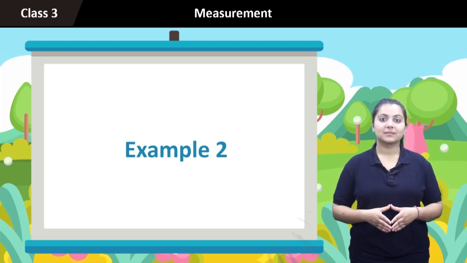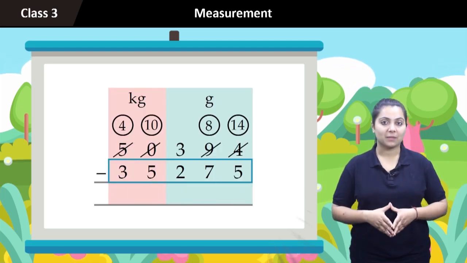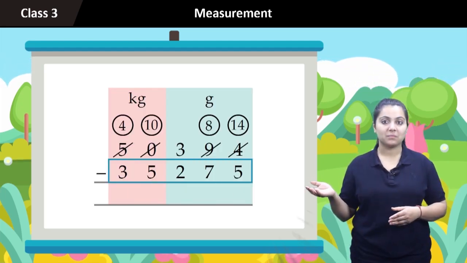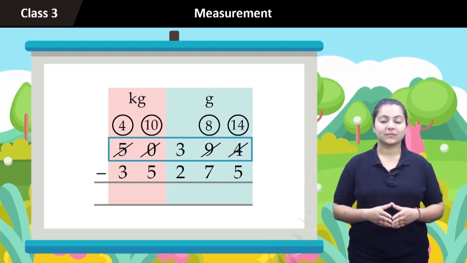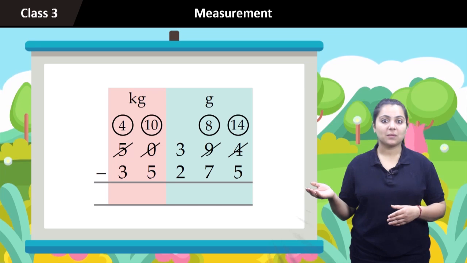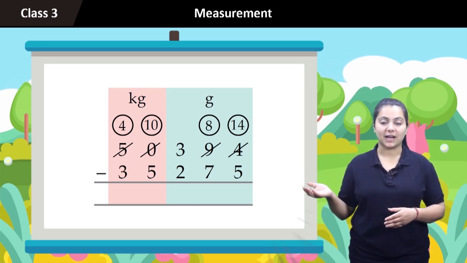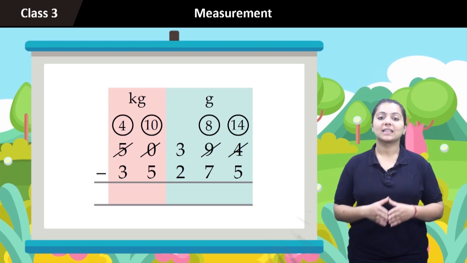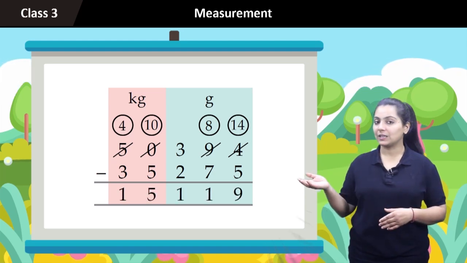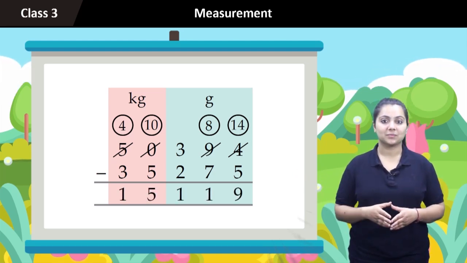Example 2. Subtract 35 kilogram 275 gram from 50 kilogram 394 gram. Thus 50 kilogram 394 gram minus 35 kilogram 275 gram is equal to 15 kilogram 119 gram.